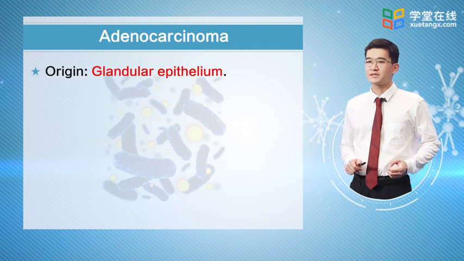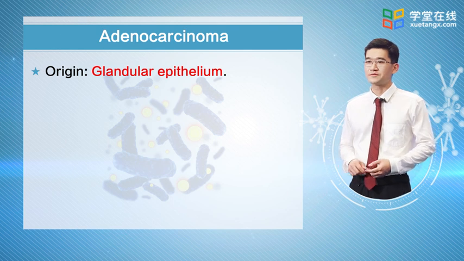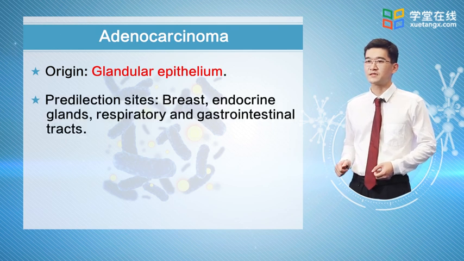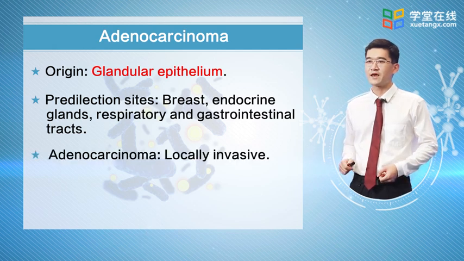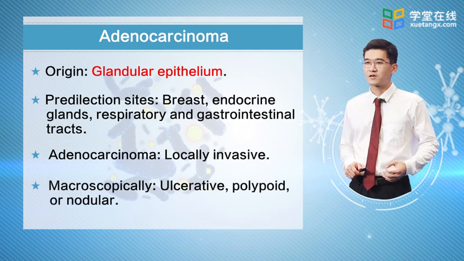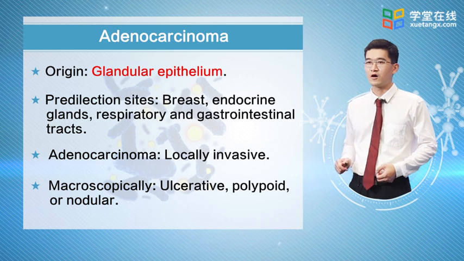Adenocarcinoma is a malignant epithelial tumor having a glandular arrangement or origin. They are among the most common malignant epithelial tumors in the breast, respiratory, and GI tracts. They may be locally invasive, metastasize to regional lymph nodes and to distant organs. Macroscopically, adenocarcinomas may form polypoid masses or ulcers. Several types of adenocarcinomas may be identified according to their degree of differentiation and mucin production.